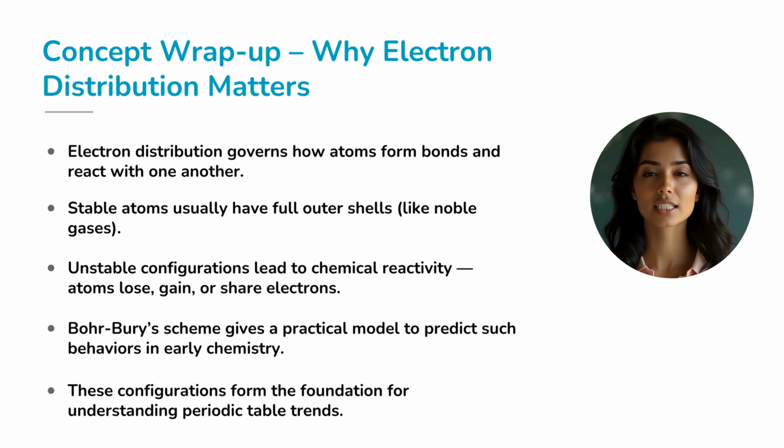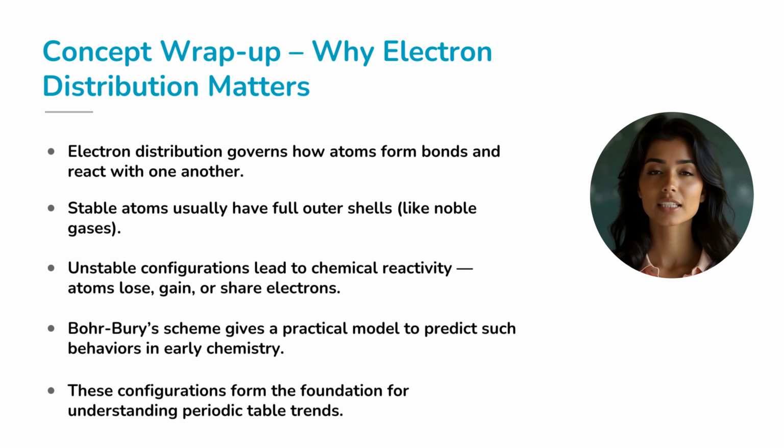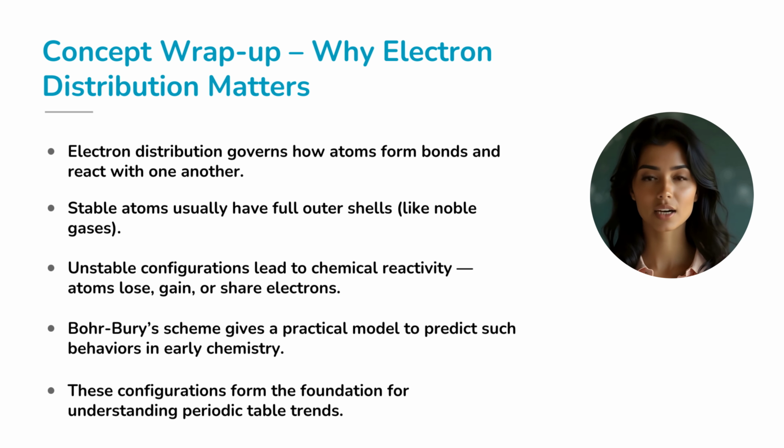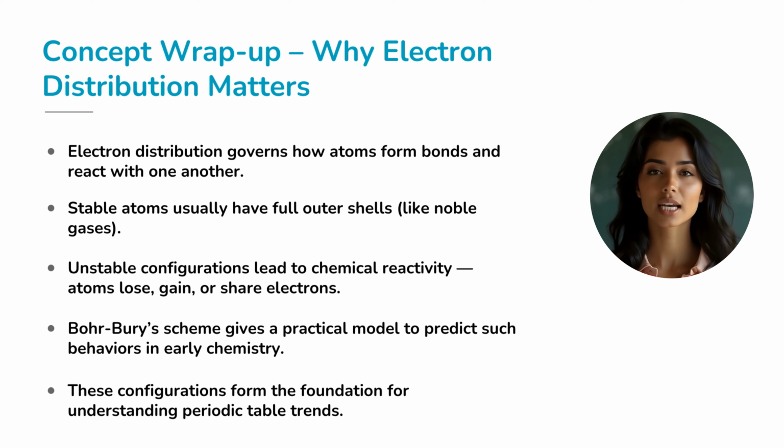From metals reacting with acids to the salt in your food, it all begins with where the electrons are, and understanding this distribution helps us predict reactivity, build chemical formulas, and explore the periodic table. To sum it up, electron distribution in shells isn't just an academic idea. It determines whether an element explodes in water, glows in neon signs, or sits inert like argon.